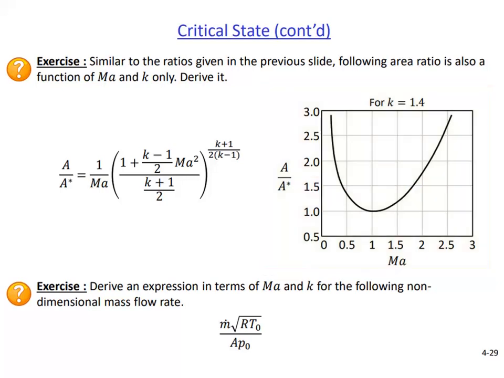The second exercise in this slide is about the derivation of an equation for a non-dimensional mass flow rate parameter, which is used frequently in solving problems. This parameter combines the mass flow rate at a section and the area of that section with the stagnation temperature and pressure. Although not given here, the result is again a function of Mach number and the specific heat ratio. You can find the result and the detailed derivation in your textbook.